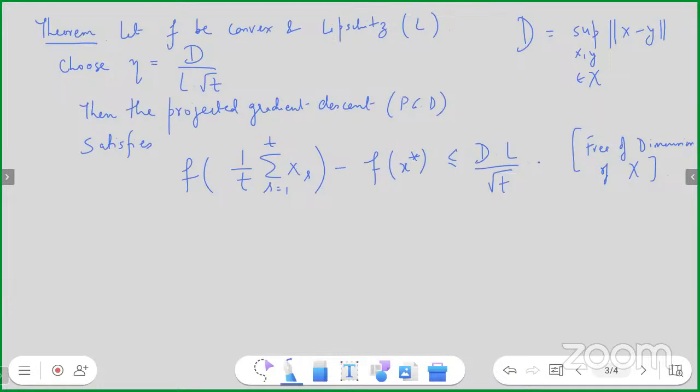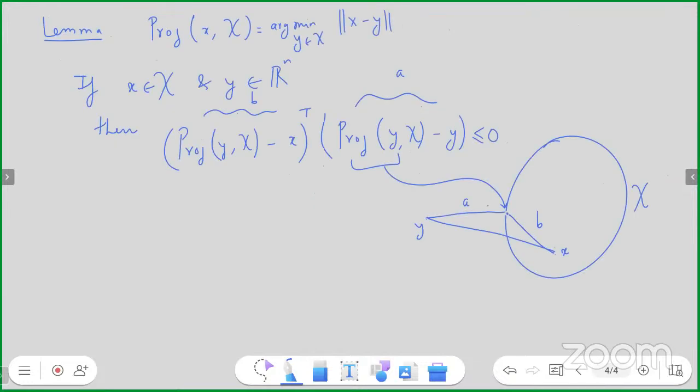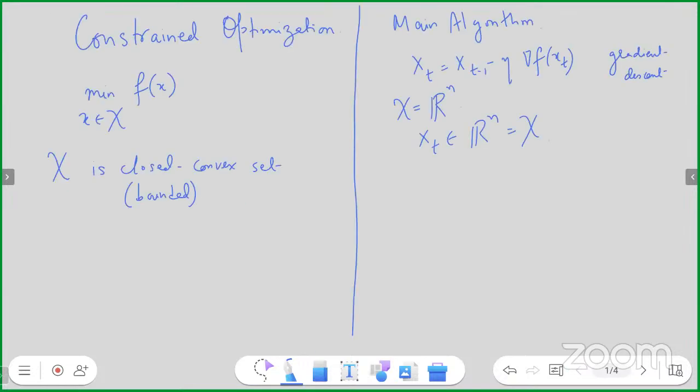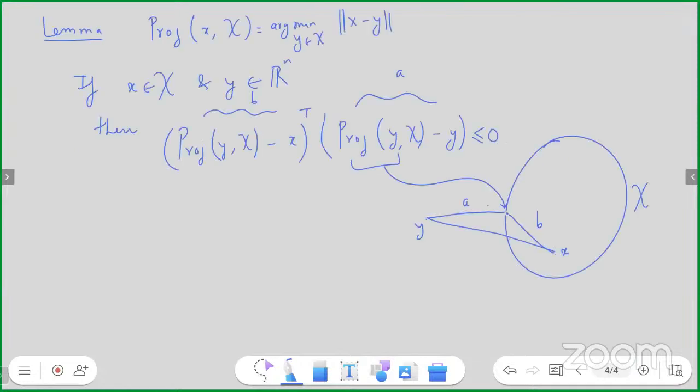Okay, so what do I want to prove? That the average is not too far from the optimizer in terms of F. So let's look at it. X star by definition is this quantity.